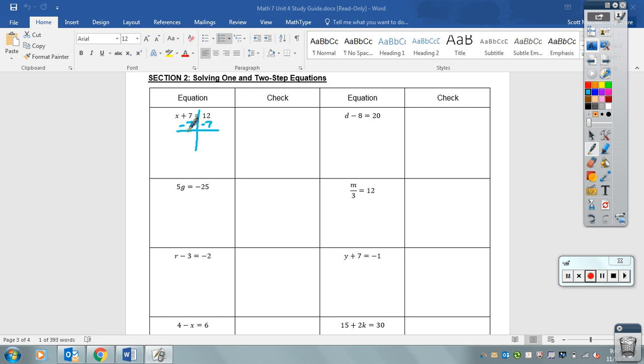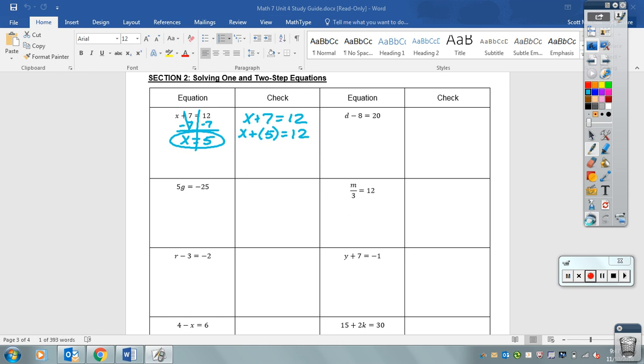Both sides need to be treated equally. X plus 7 minus 7 is just x. 12 minus 7 is 5, so x is 5. We're going to check. Now, it's already written check, so I don't have to write the word check. How do we check? We write our original equation, and we plug in using parentheses, just like we did.